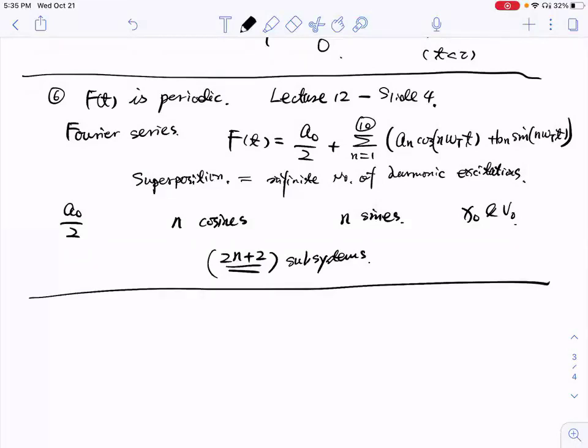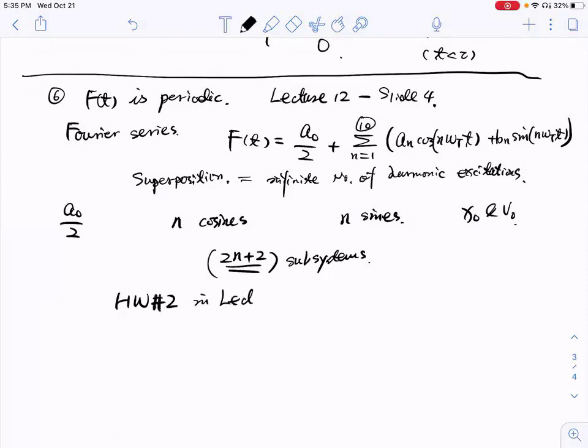So that's when you have a periodic signal. I highly recommend you go over homework number 2 in lecture 12. I'm going to highlight this. I'm 100% sure you're going to see this in your exam 3. Make sure you understand that part, because as I said, it's 2n plus 2 subsystems. Make sure you know how to do it in MATLAB. Otherwise, it's going to be crazy if you want to do this by hand.